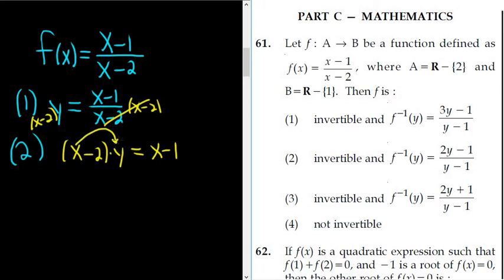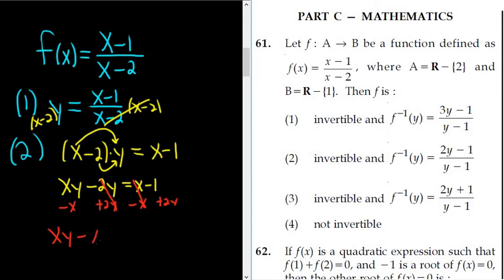Now we'll go ahead and distribute. X times y is xy, then minus 2 times y, and here this is equal to x minus 1. Again, we're looking for x. So what we'll do next is put all of the x's on one side by themselves. So minus x, and then we'll get rid of this 2y by adding it to both sides. Plus 2y, plus 2y.